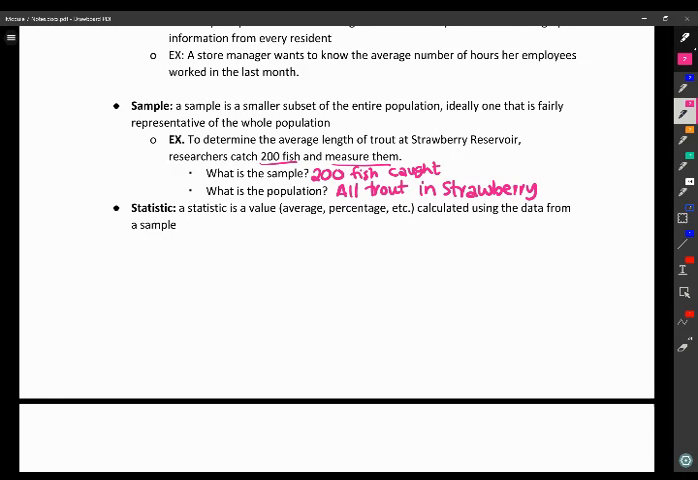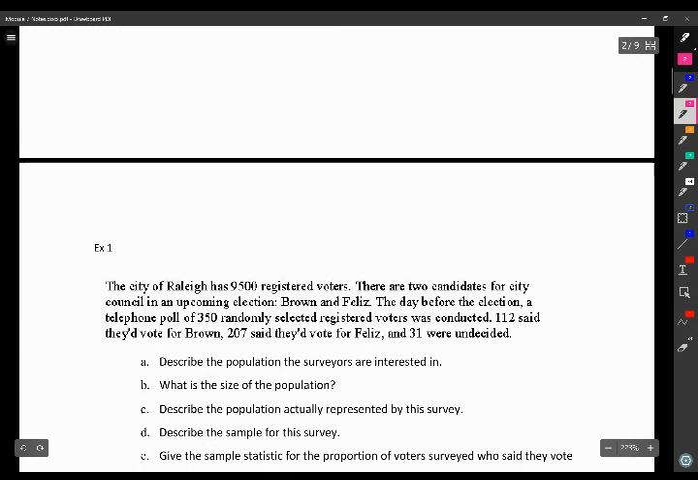A statistic is a value that they used based off of a sample. So a parameter is based off an entire population. A statistic is based off of a sample. That's the difference between those two.